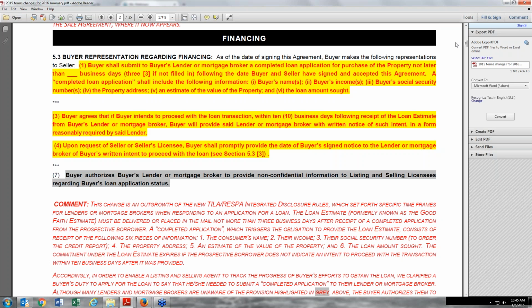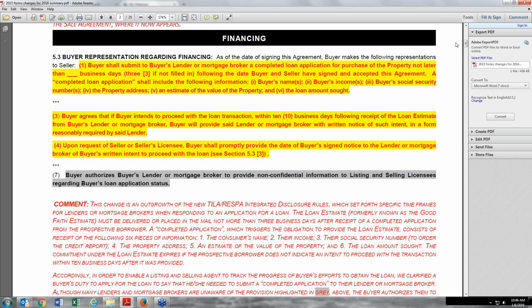And so the TILA-RESPA rules, or the integrated rules, TRID, did a number of different things, much of which does not directly affect brokers themselves, but it does affect title companies, certainly, and it does affect lenders, mortgage brokers, mortgage banks, and so on. So the main thing is that some of the definitions have changed, and that's what you're going to see in section 5.3. The highlighted portion I'm going to review here.